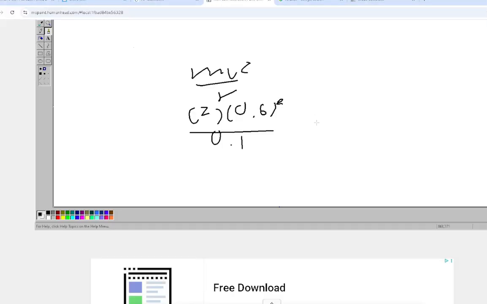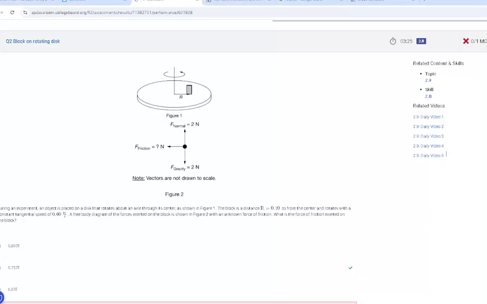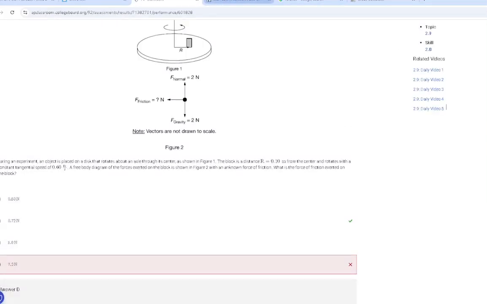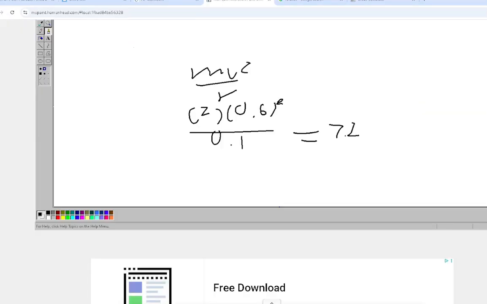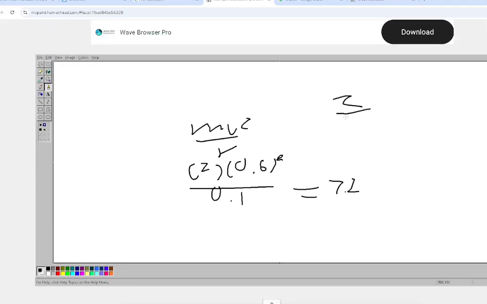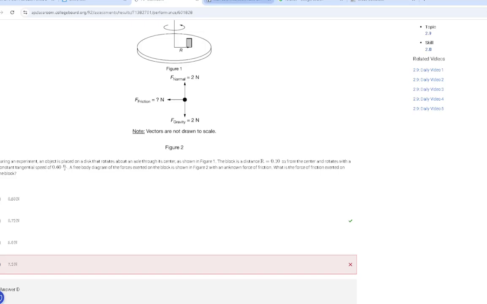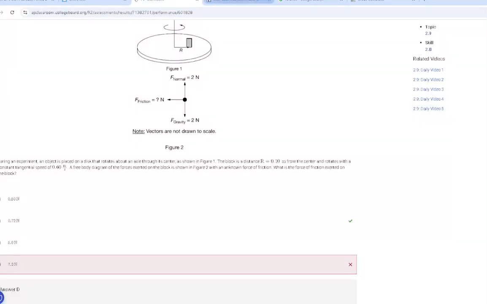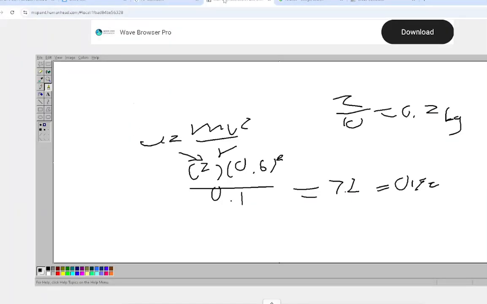0.1. This is wrong because it equals 7.2, which is D, which is wrong because this is mass, and 2 newtons is not mass, it's in kilograms, so you divide it. You divide 2 by gravity, which is 10, and that should give you 0.2 kilograms, which if you plug it back into here, it should equal 0.72 newtons, which is the answer. So I got it wrong because I didn't convert the units.